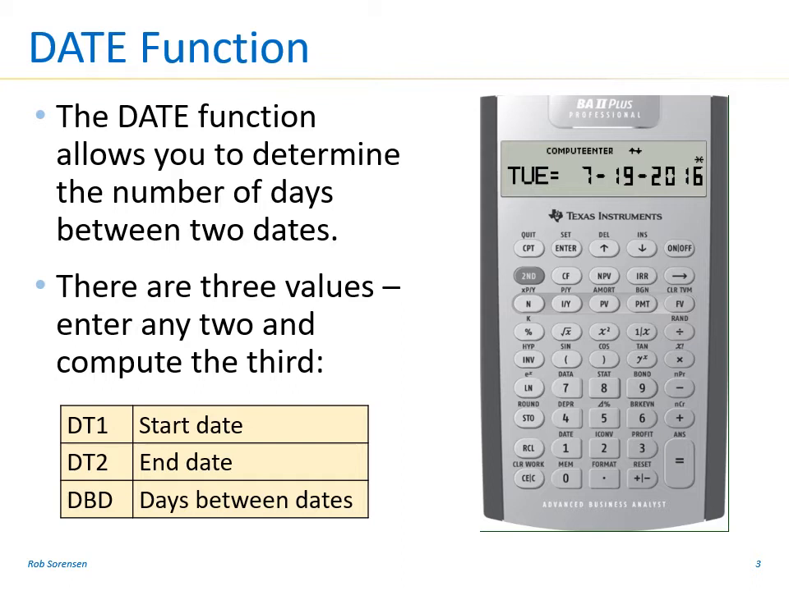I could also go in now, I could say, well, what's 200 days before a certain date? Well, to do that, I would enter date 2 and DBD and go and compute date 1. There you go. It's that easy.